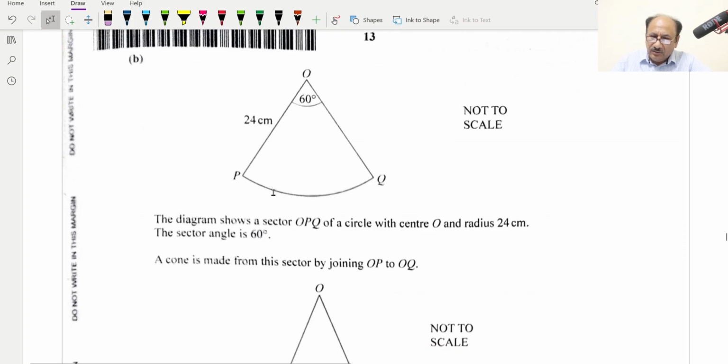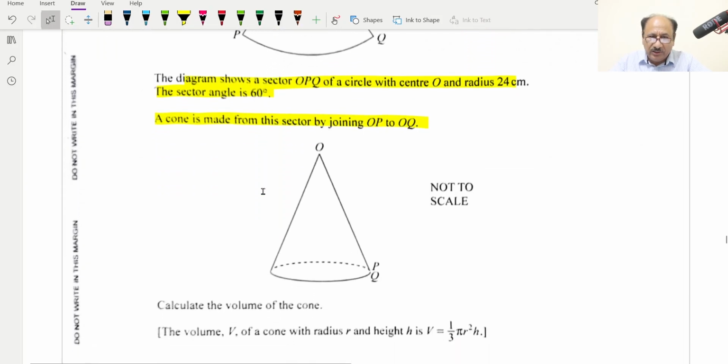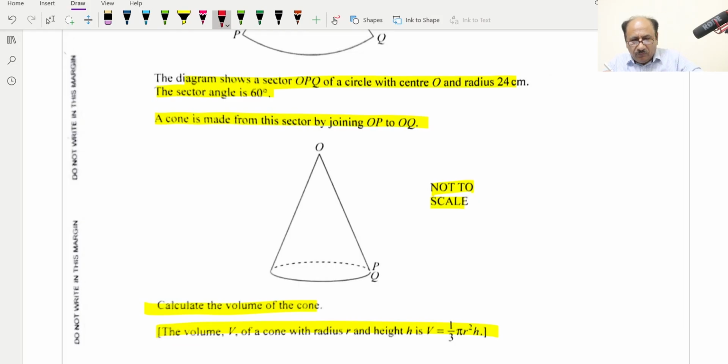Now B part, the diagram is again not to scale, and a sector is provided. This side radius is 24. The diagram shows a sector OPQ of circle with center O, and radius is 24 centimeters. The sector angle is 60. The cone is made from this sector by joining OP to OQ, and this cone is shown over here, and this is again not to scale. Calculate the volume of the cone. The volume formula they have provided.